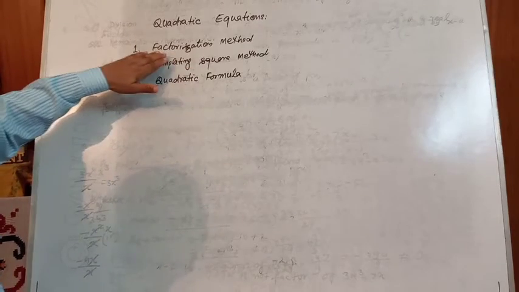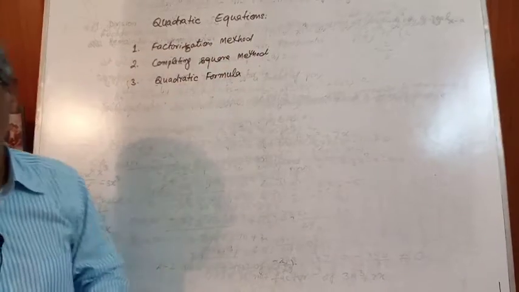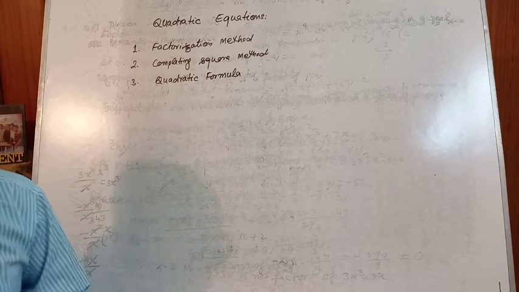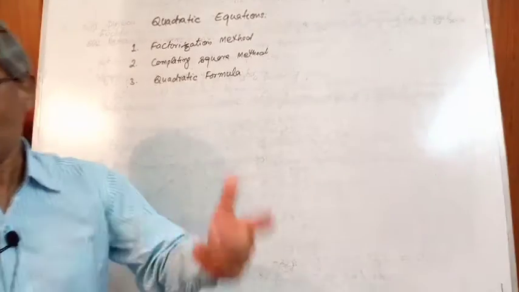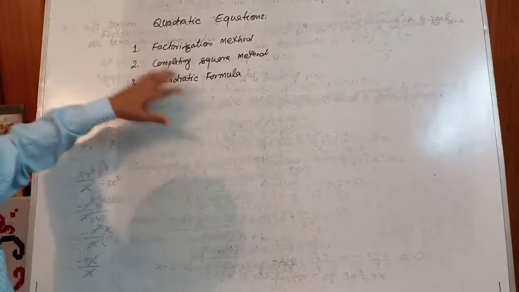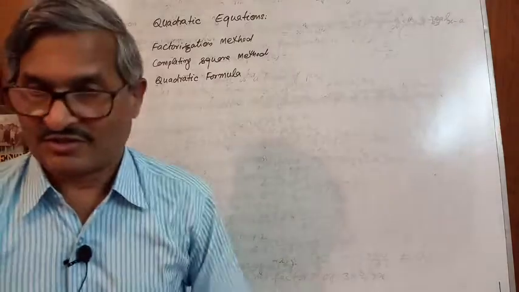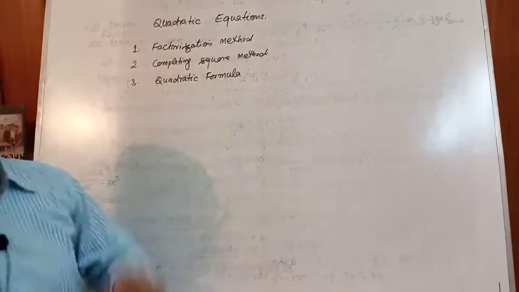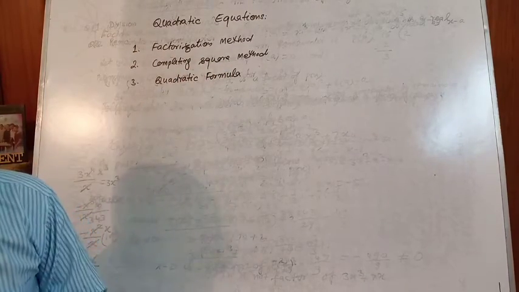So here we have seen how to solve the quadratic equation with the help of the factorization method. Factorize the quadratic polynomial and you will get the solution. Now we are going to use this completing square method. We can solve all types of quadratic equations with the help of the completing square method and the quadratic formula.